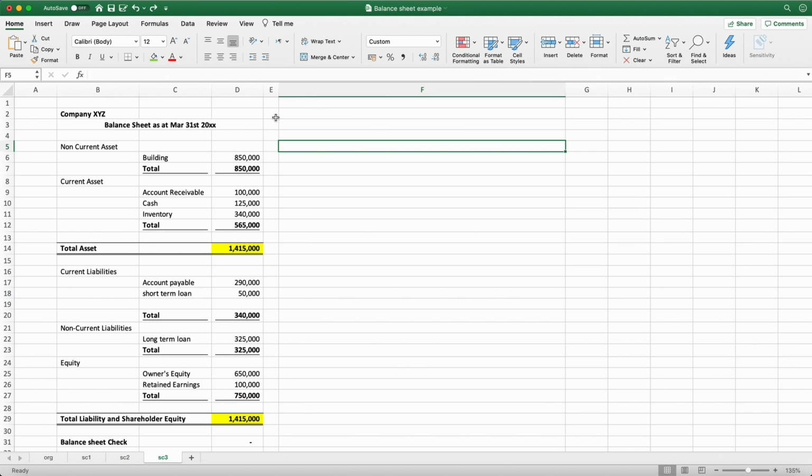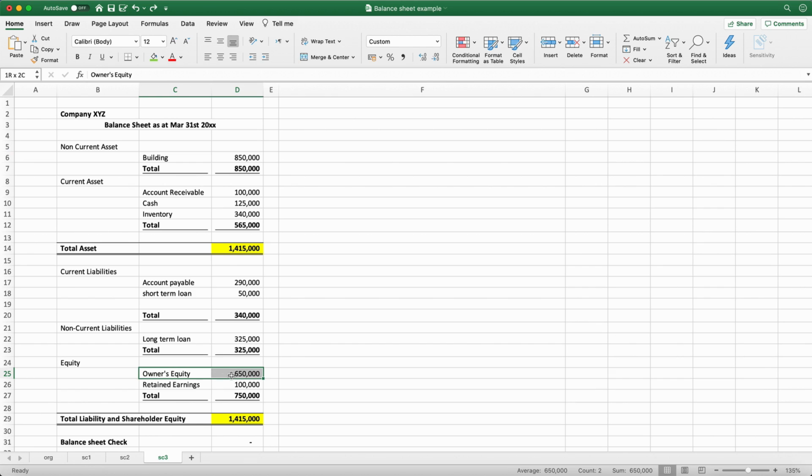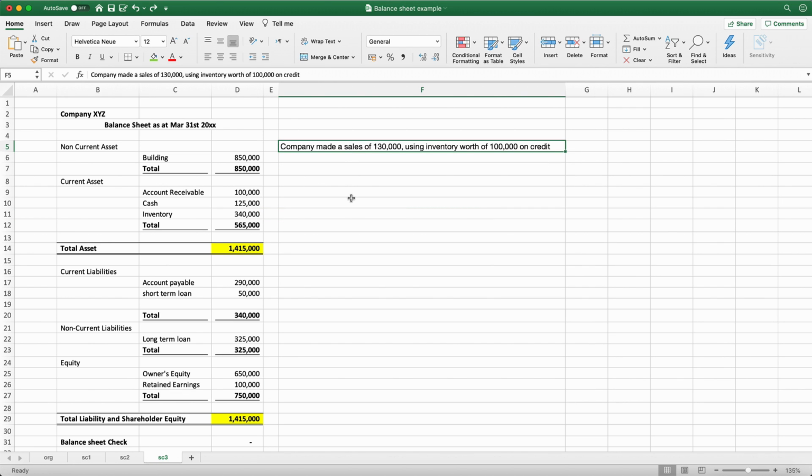Our third and last example. This example is a little bit advanced compared to the previous two because it will show us the link between the income statement and the balance sheet. Before we start, I just want to highlight that I split the equity between owner equity, or money invested, and retained earnings, which is the accumulated profits. Our third example is saying the company made sales of 130,000 using inventory worth 100,000 on credit.